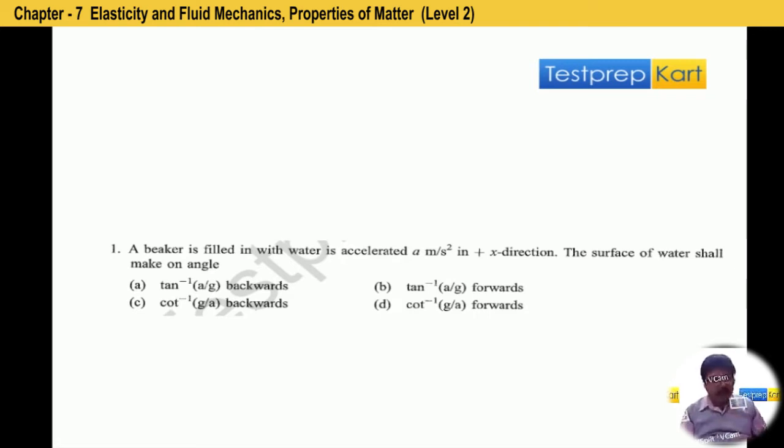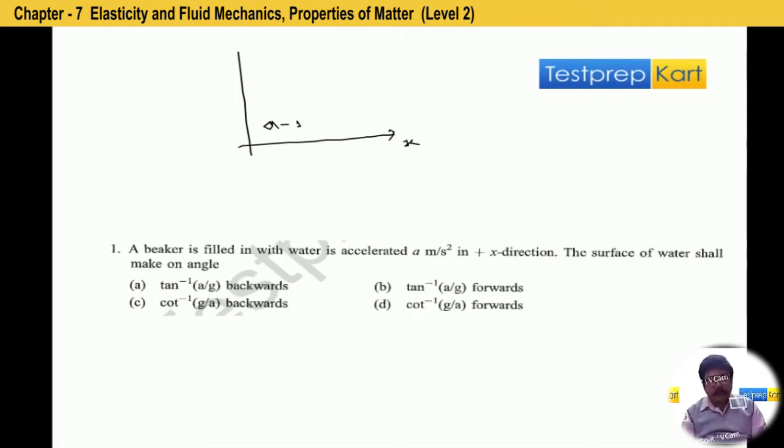Now a beaker is filled with water and is accelerated at a meter per second squared in the positive direction. So if it is a distance x direction, A is moving in this positive direction.